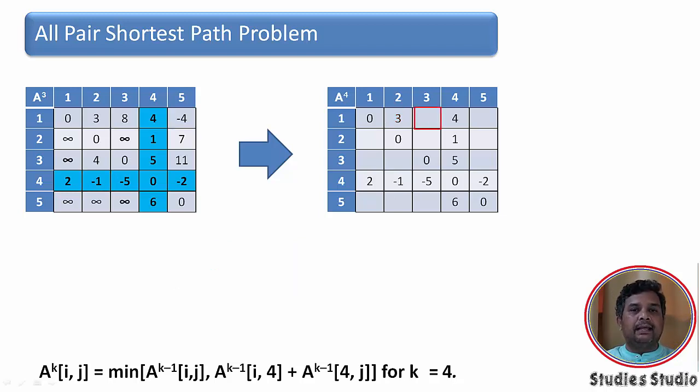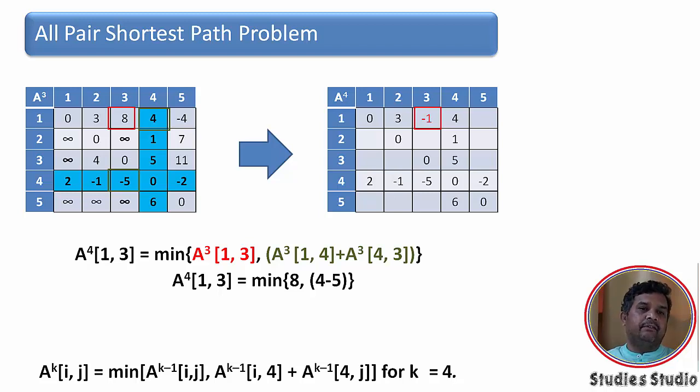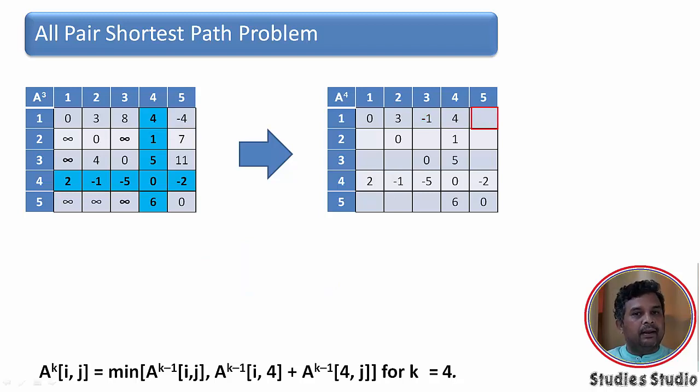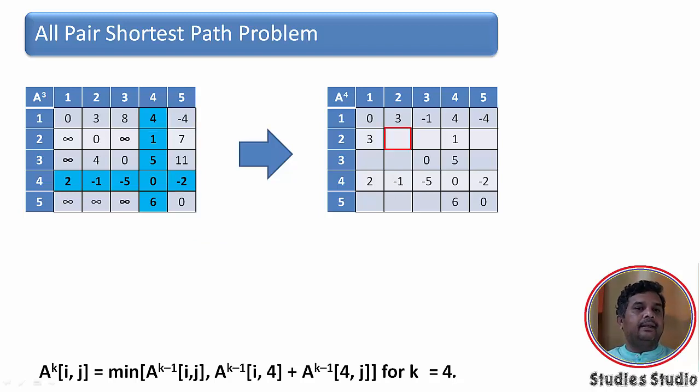The next cell is 1, 3. So here the value is 8 and if I project it, I will get 4 and minus 5. The sum of these 2, and 8. Which one is smaller? Minus 1. I will write it here. The next cell is 1, 5. So if I project it to the fixed row and fixed column, I am getting 4 and minus 2. And I am having minus 4. If I take this 2, which one is smaller? Minus 4 is smaller, so I will write it here.